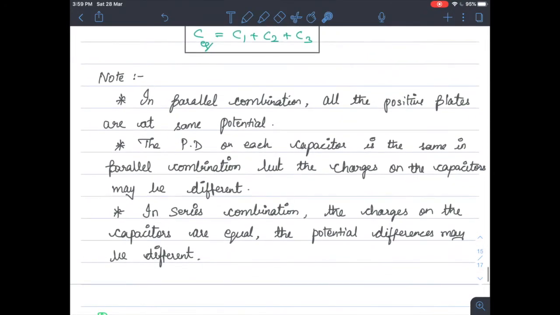Okay, so next, the important notes related to the combination of capacitors. First note, look, here we start with parallel. In parallel combination all the positive plates are at the same potential, as I already told, because the positive terminal of the battery is connected only to the positive plates of the capacitors. So certainly their potential is also the same. Next, the potential difference on each capacitor is the same in parallel combination, but the charges on the capacitors may be different.